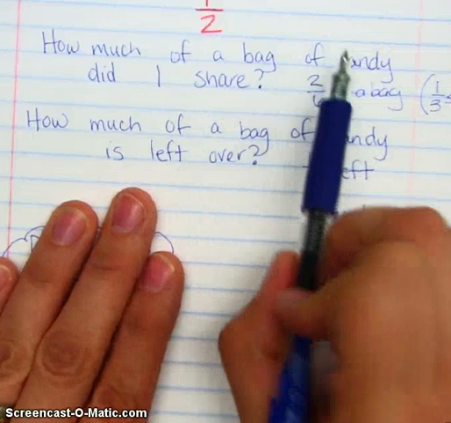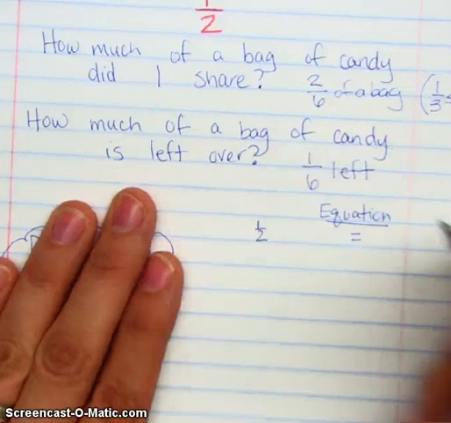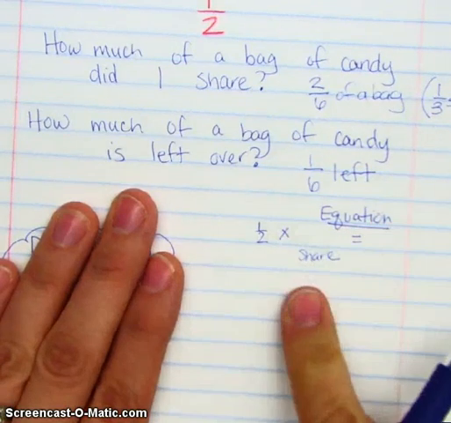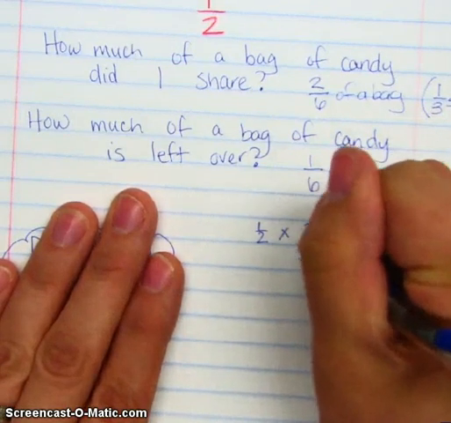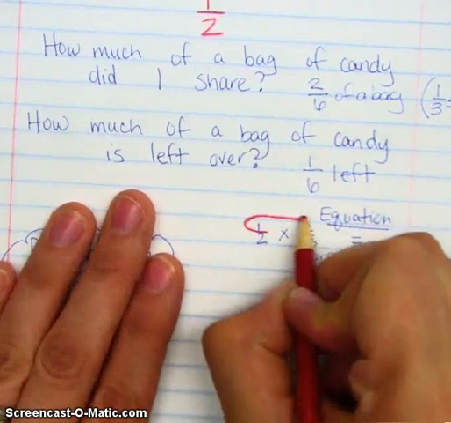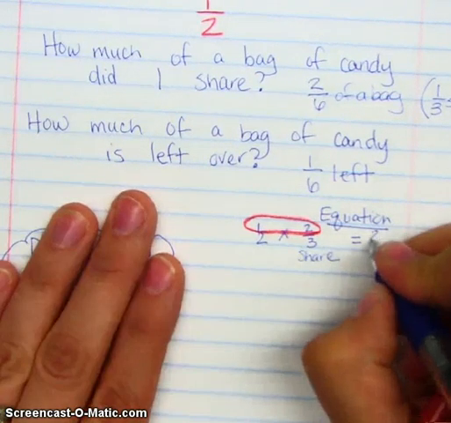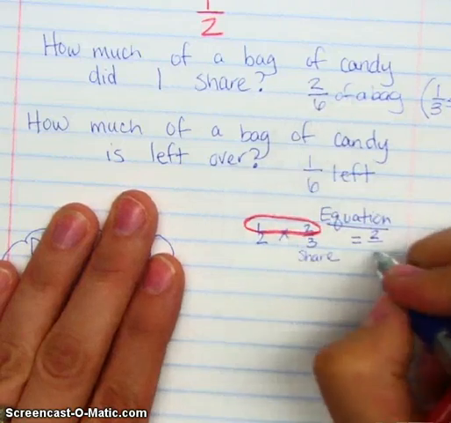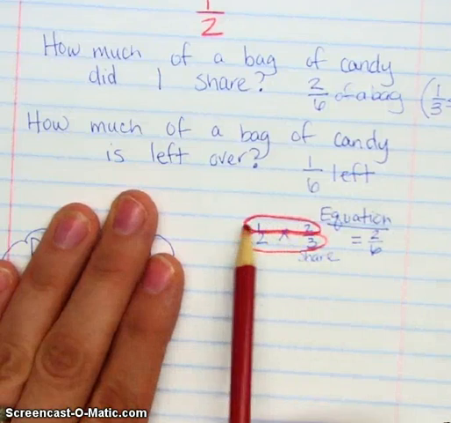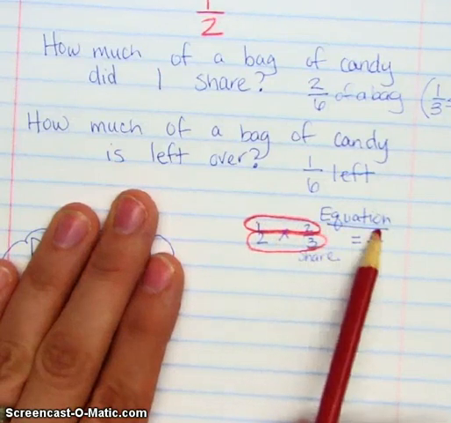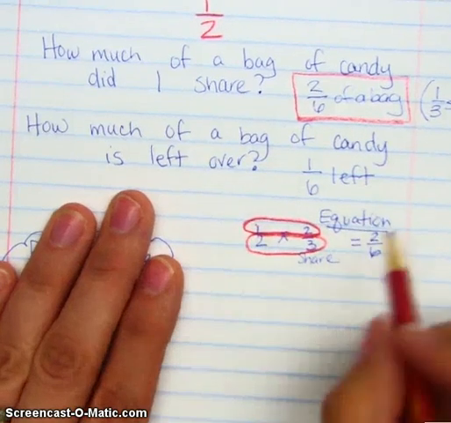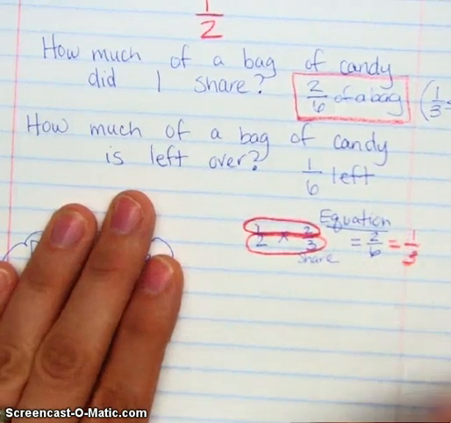Okay, so I started with half of a bag. And my first question asked me, what did I share? Well, I said I shared 2/3 of the bag. So if you look at this problem, 1 times 2 is 2, and my answer was 2/6. And 2 times 3 is 6. So really all I did was multiply 1 times 2 to get 2 and 2 times 3 to get 6. That's my answer here, 2/6 of a bag. And then I have to remember to simplify this to 1/3.